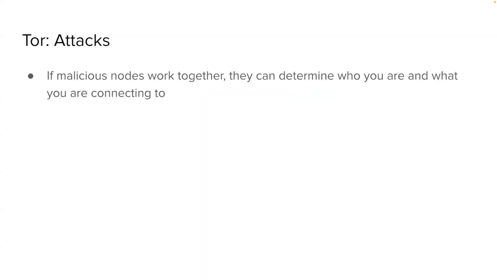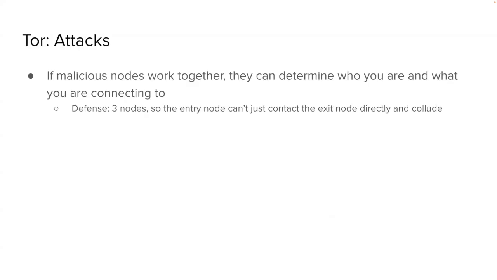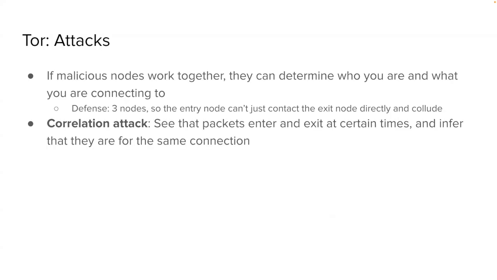Attacking Tor, if you think of malicious nodes, they can actually work together, so they can determine who you are and what you're connecting to. The assumption is that if you have two colluding nodes, you require at least 3 Tor nodes to make sure that the entry node cannot just contact the exit node to directly link the connection. Basically, if you have n colluding nodes, we require n+1 nodes to still guarantee anonymity. And we also have the correlation attack.